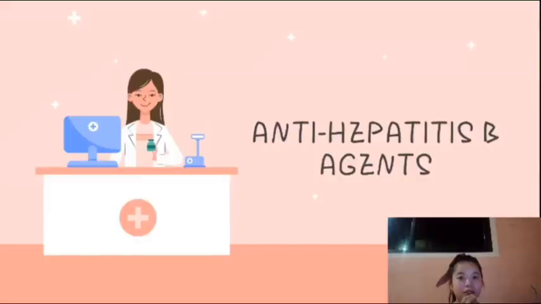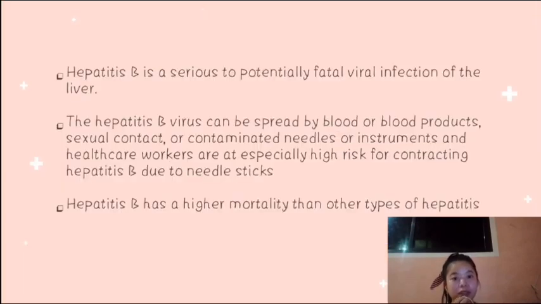Okay, that is all. And the next topic is about the anti-hepatitis B agents. So hepatitis B is a serious to potentially fatal viral infection of the liver. The hepatitis B virus can be spread by blood or by blood products, sexual contact, or contaminated needles or instruments. And healthcare workers are at especially higher risk for contracting hepatitis B due to needle sticks. Hepatitis B has a higher mortality than any other type of hepatitis. Individuals infected may also develop a chronic condition or become a carrier.